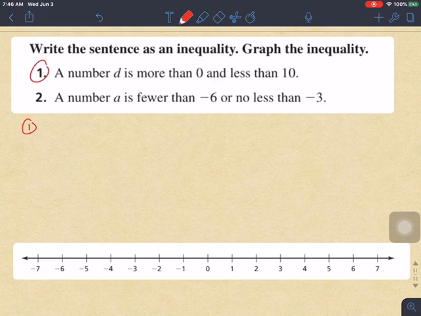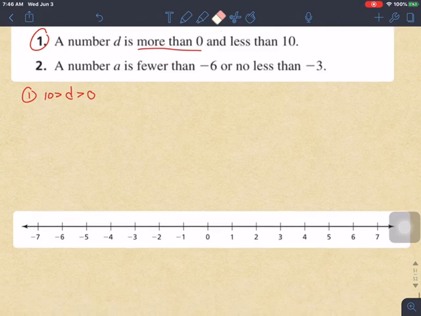A number D is more than 0, and it's less than 10. So D is less than 10. This is really a combo or a compound here where they're telling you that D is between a range of numbers. So if you look at everything, D is more than 0. There you have it right there. And then on the other side is where you do the less than. So you'll notice that nothing is equal. It can't be 10, it can't be 0, but it's the numbers in between.